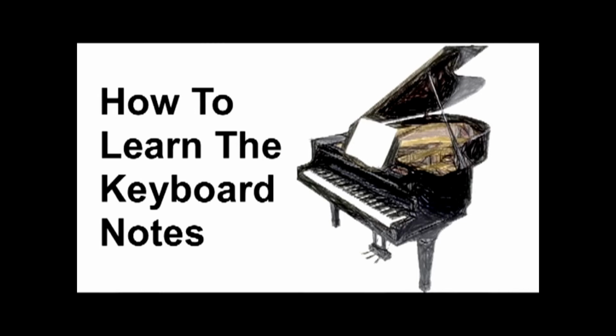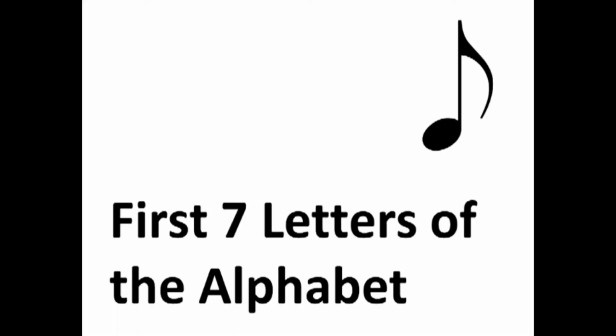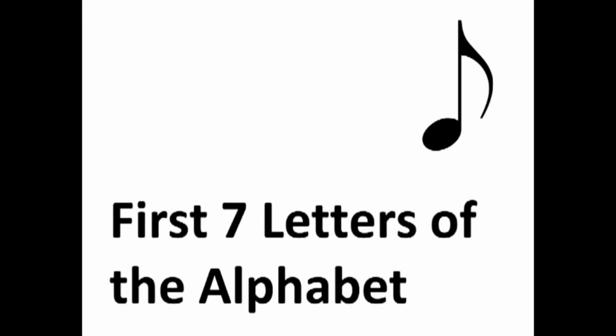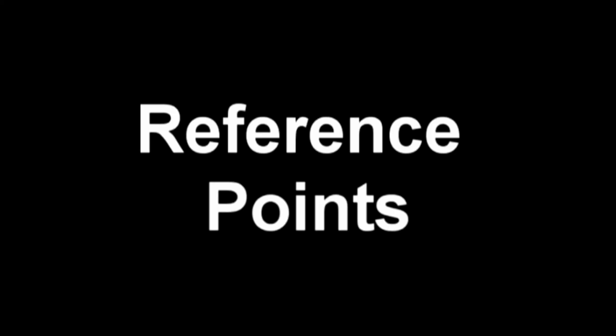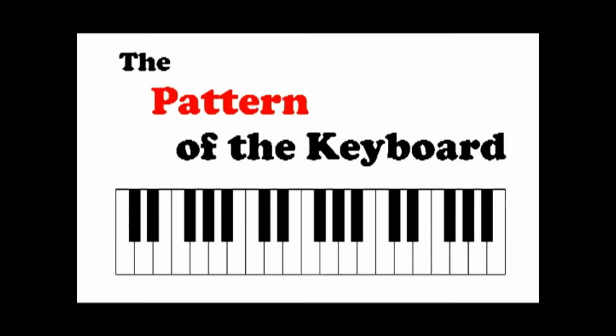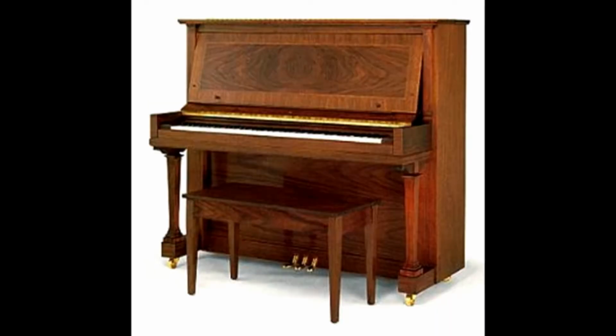You probably already know that the notes in Western music are named after the first 7 letters of the alphabet: A, B, C, D, E, F and G. Forgive me if this seems too simplistic, but I don't want to just assume, because not everyone knows this. So please bear with me if you already do. We are going to learn the keyboard note names today by using 2 reference points. But first I'm going to cover the pattern of the keyboard.